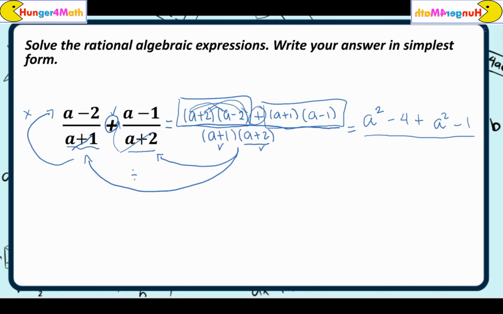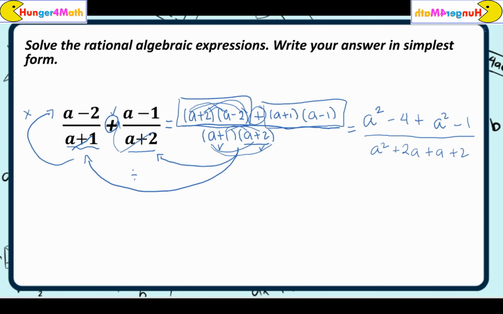Then all over here, we can simplify our denominator as well using the FOIL method. So a times a is a squared. Then a times 2 is plus 2a. 1 times a is plus a. And 1 times 2 is 2.